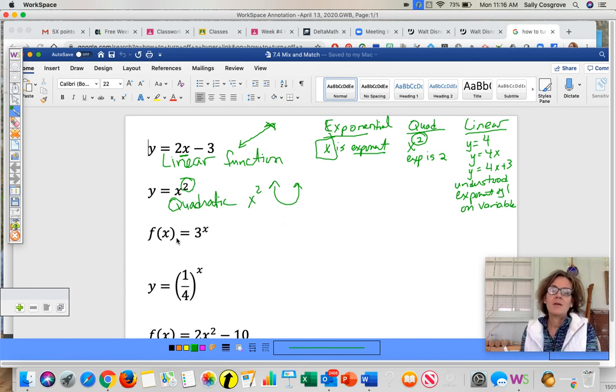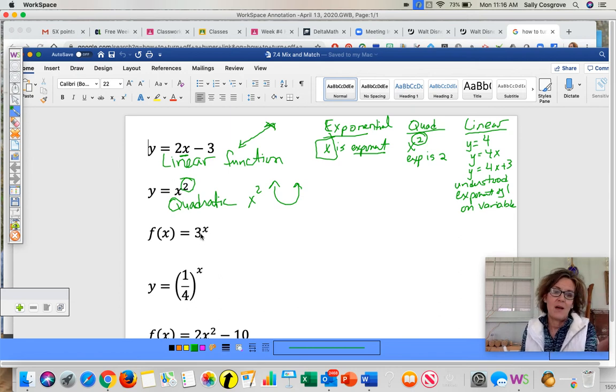Let's go to the third one, f of x. And remember, f of x is just a fancy way to say y. F of x equals 3 to the x. Okay, let's go through our list. Is x the exponent? Yeah, it is. Y equals 3 to the x. X is the exponent. Okay, don't go any further. Why? Because you found it, all right?